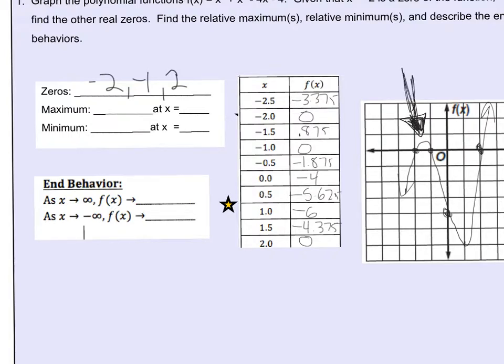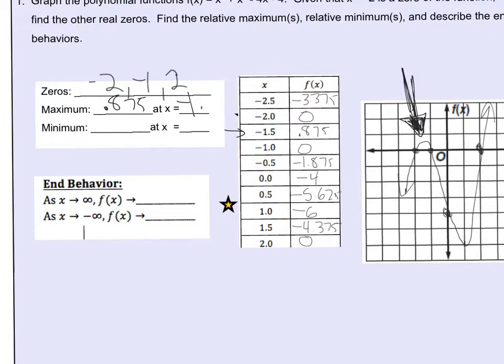Okay, right there, that's going to be my maximum. Notice that is the highest point around it. Okay, it's also a turning point. It stops going up and starts going down. All right, so my maximum is going to be right about here. So I'm going to say that's 0.875 at negative 1.5. So that's going to be what that looks like.